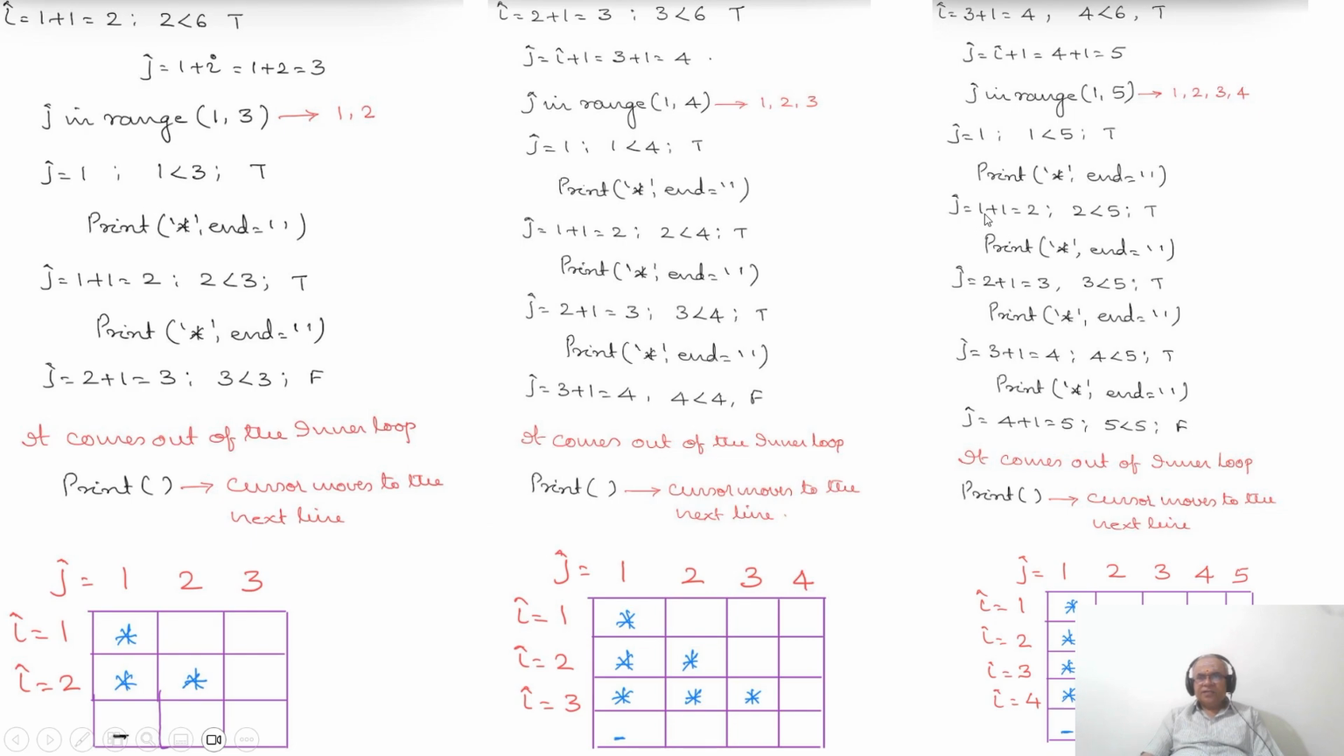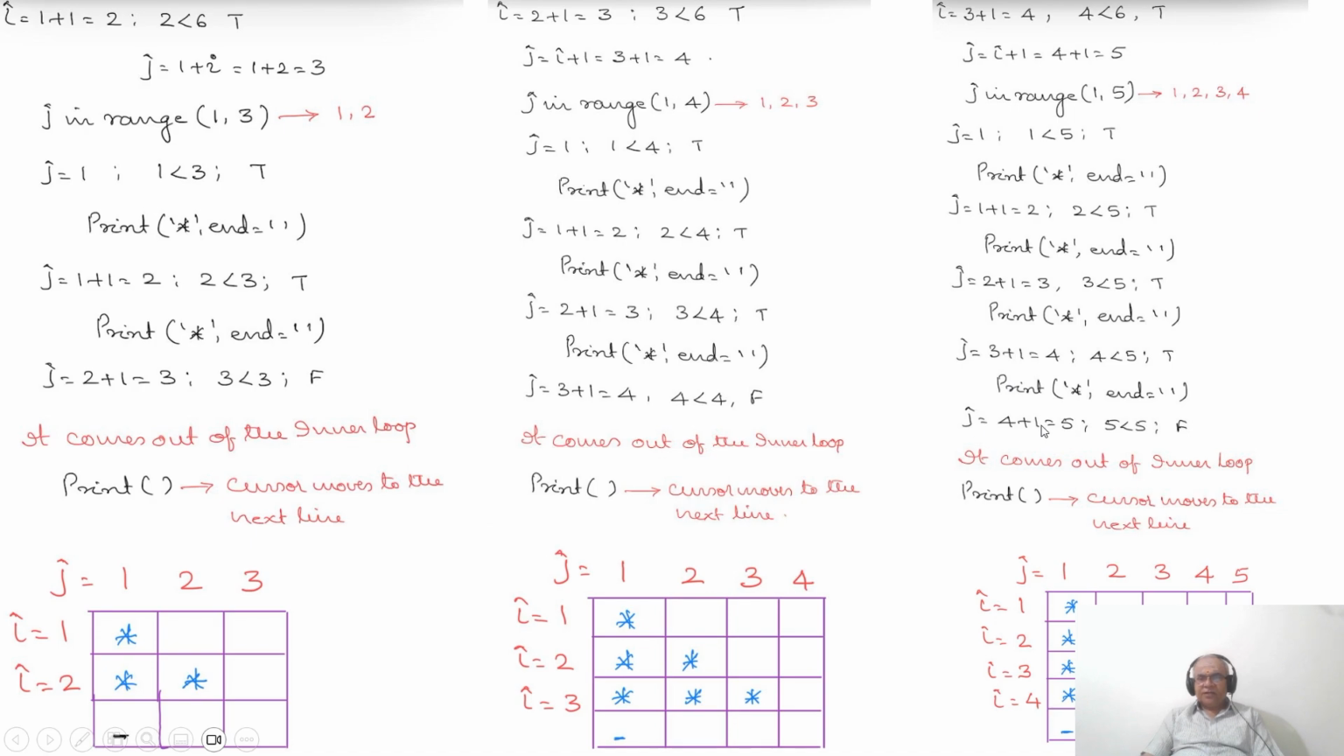Then similarly, j is equal to 1 plus 1, which is 2. 2 is less than 5, condition is true, then print star. So 4th row, second column, it will go to print star. Then j is equal to 2 plus 1, it becomes 3. 3 is less than 5, condition is true, so print star. That means 4th row, third column, it will go to print star. Then it comes to 4th row, 4th column. Then j is equal to 3 plus 1, it becomes 4. 4 is less than 5, condition is true, print star. So 4th row, 4th column, it will go to print, then the cursor moves to the 5th column.